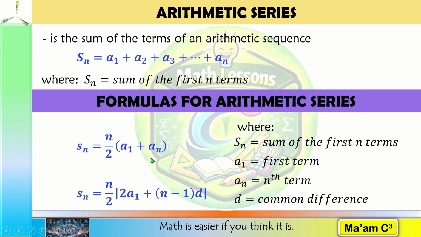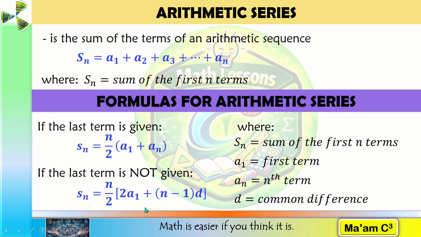We use the first one if the last term is given. So typically, when you encounter words such as the last term is, up to, ends at, total of n terms, including the last value, when you encounter those words, you use this formula. This formula, on the other hand, is used when the last term is not given. You will just encounter words such as common difference is, each term increases or decreases by, the first n terms, but there's no mention of the last term.